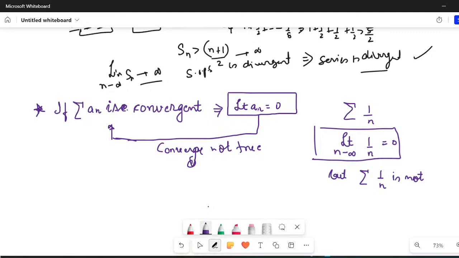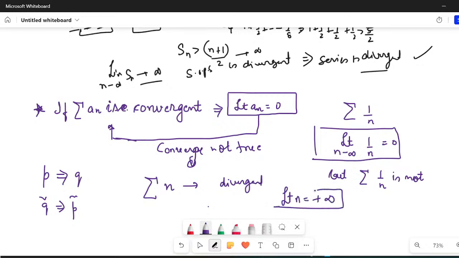What freedom does it give to us? For example, in mathematics, whenever we say that statement P is correct and it implies Q, then not Q implies not P. What do I want to say? Let me make you understand it this way. Let's say I ask you for the answer of summation n. You can straightaway say that this is divergent. Why is this divergent? Because the limit of n is equal to plus infinity. So if the limit of an is not 0, then the series cannot be convergent. You can write this straightaway.